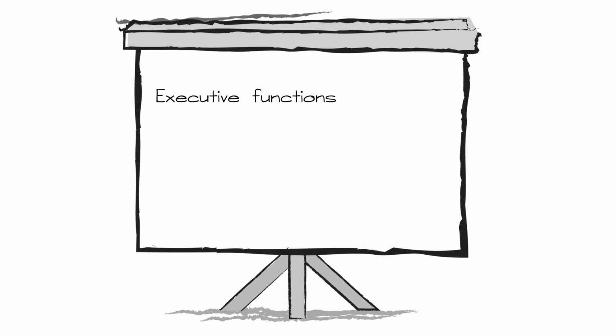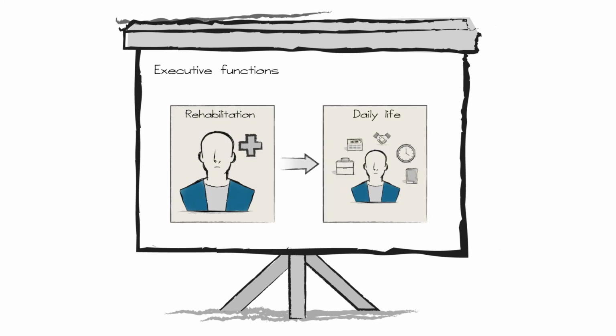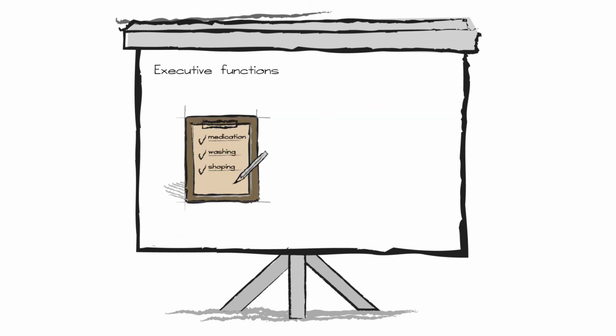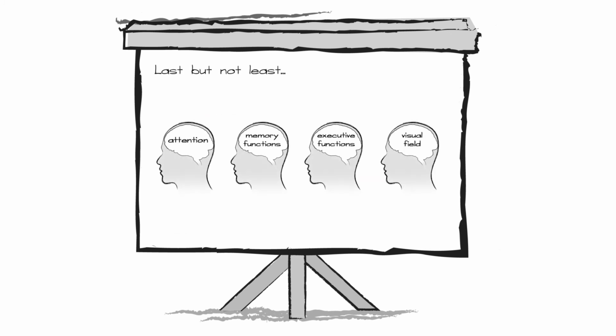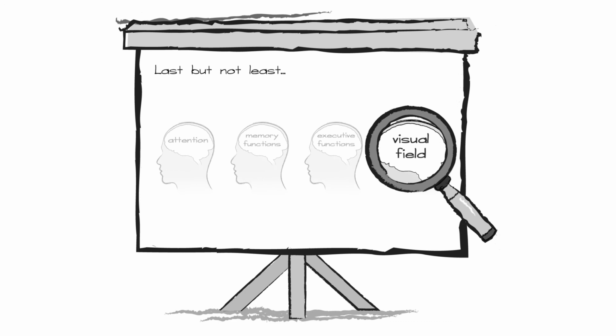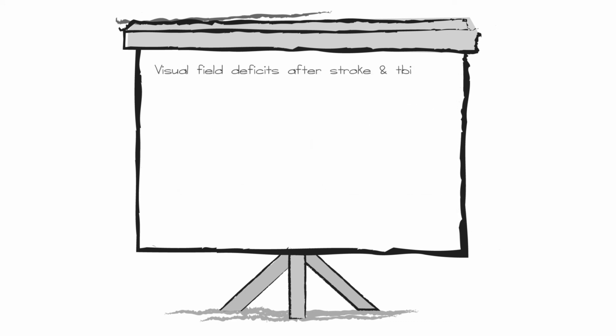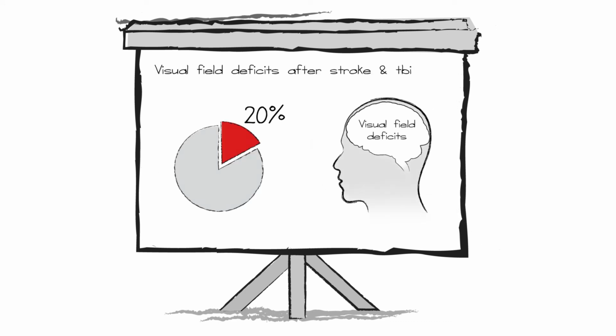Executive functions are important for the patient's return to daily life. Here, abilities like planning and logical reasoning are trained. Last but not least, visual field deficits can be treated with RehaCom. Approximately 20% of stroke and TBI patients suffer from a visual field loss.